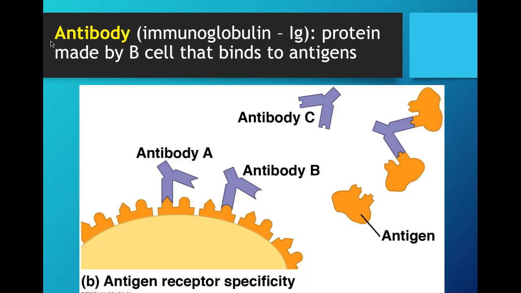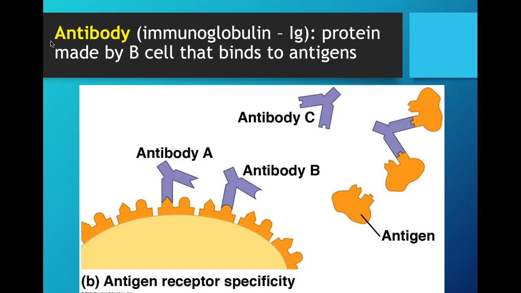So what is an antibody? Antibodies have another name. When they're large, they're known as immunoglobulin, and these are proteins that are made by B cells that are going to bind to the antigens. So again, the B cell needs to be activated by the key in the lock, by that receptor matching up with the epitope, and when that matches, antibodies are going to be produced.